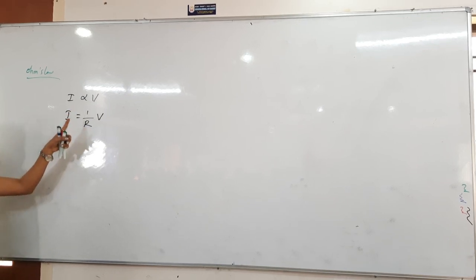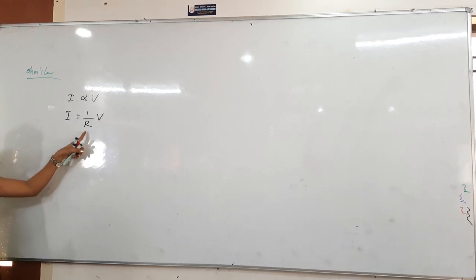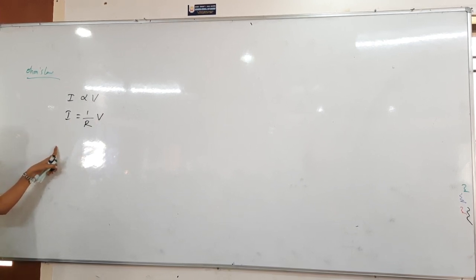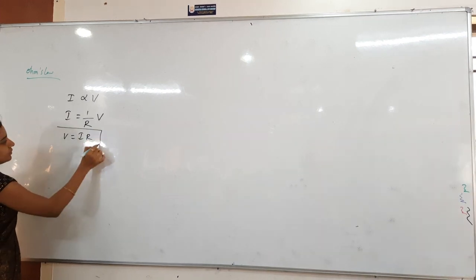I is equal to 1 by R into V. So this R is known as what? Already we know that it is resistance. That resistance will oppose the current flow. So whenever I increase the R value, what happens here? The I value will decrease. And then simply I can write it as V is equal to IR.